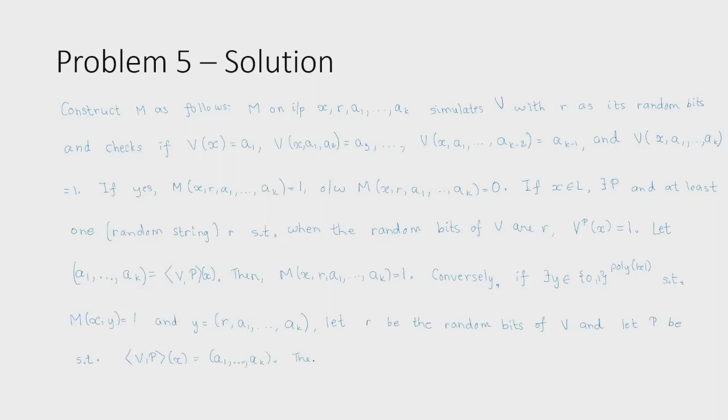then the probability over the random choice of R. So is this okay? Is it clear why this is true? Because there exists at least one choice of random bits for which P is able to convince V that x is in L, right?